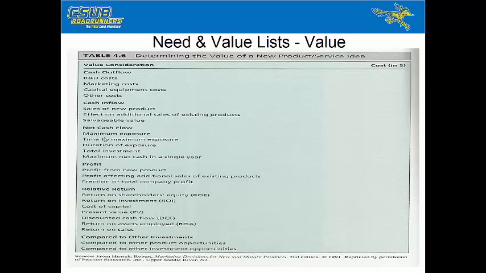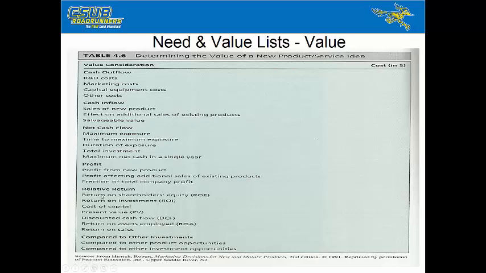What's your total investment? So not just the maximum cost time, but the total from start to finish. And then what's the maximum net cash that you're going to have to put into the product or service in a single year? Profit. So what's the profit going to be from the new product? Does that profit affect additional sales of your existing products again? And what's the fraction of the total company profit that the new product or service would represent?